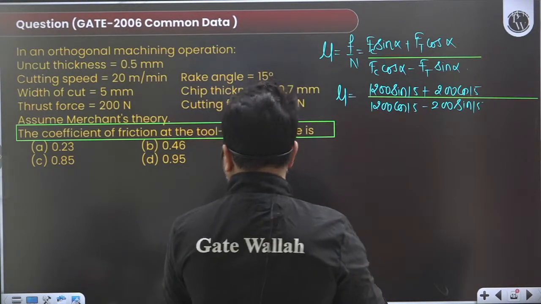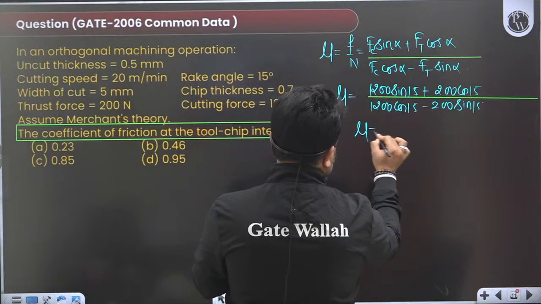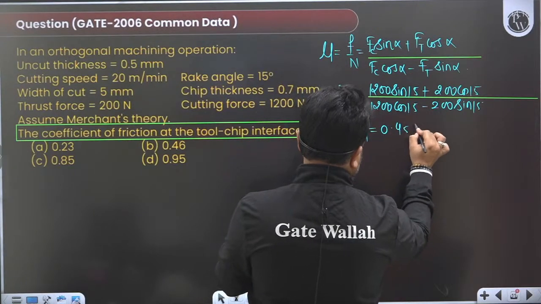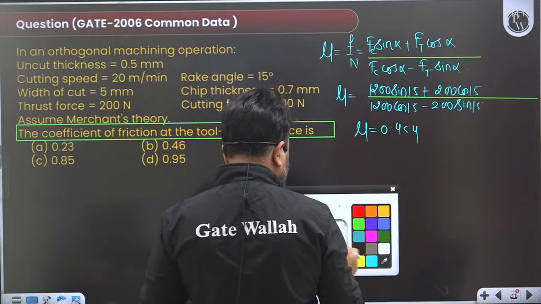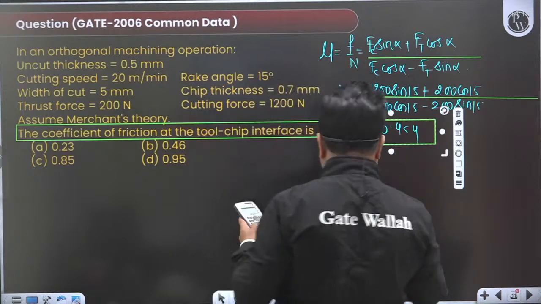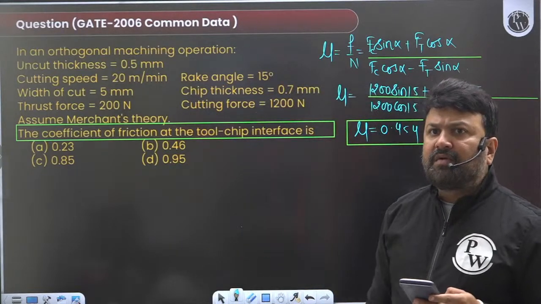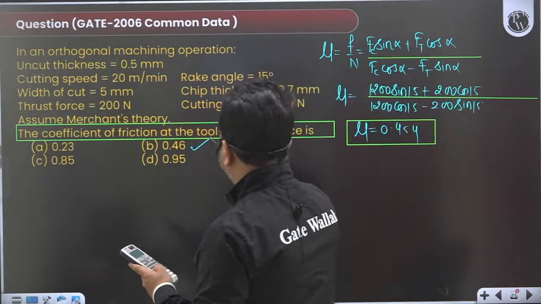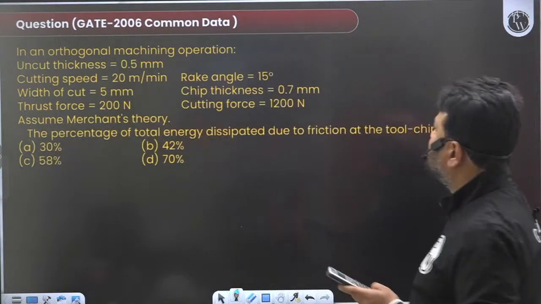So 0.45. So here mu will be 0.454. So 0.46 is the right answer.